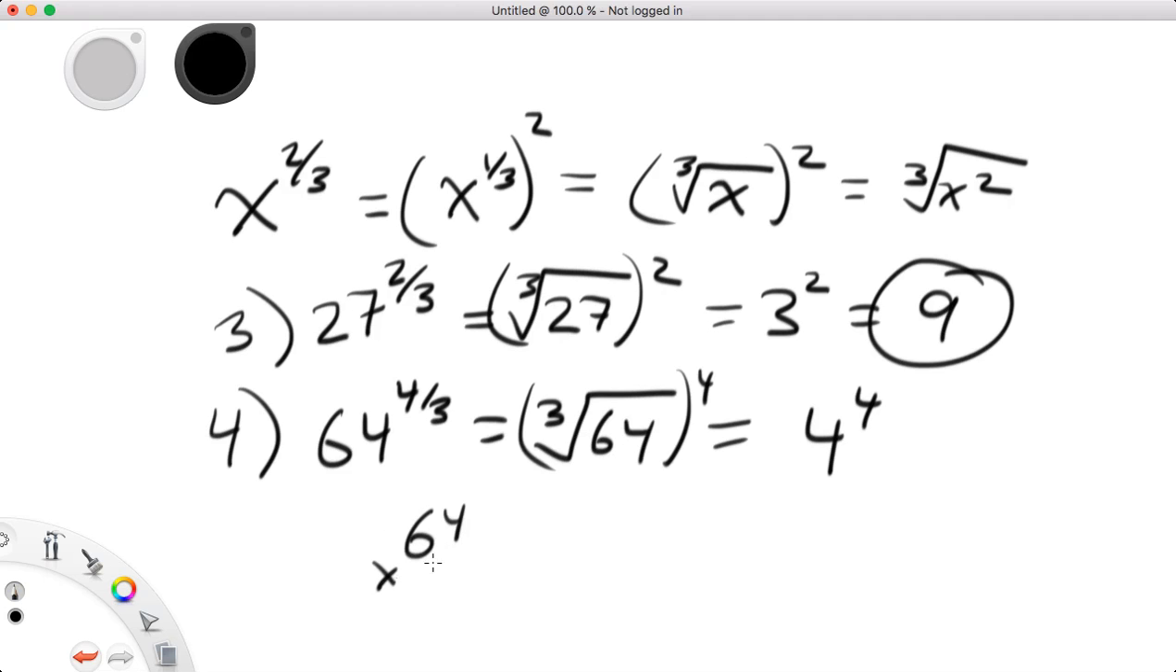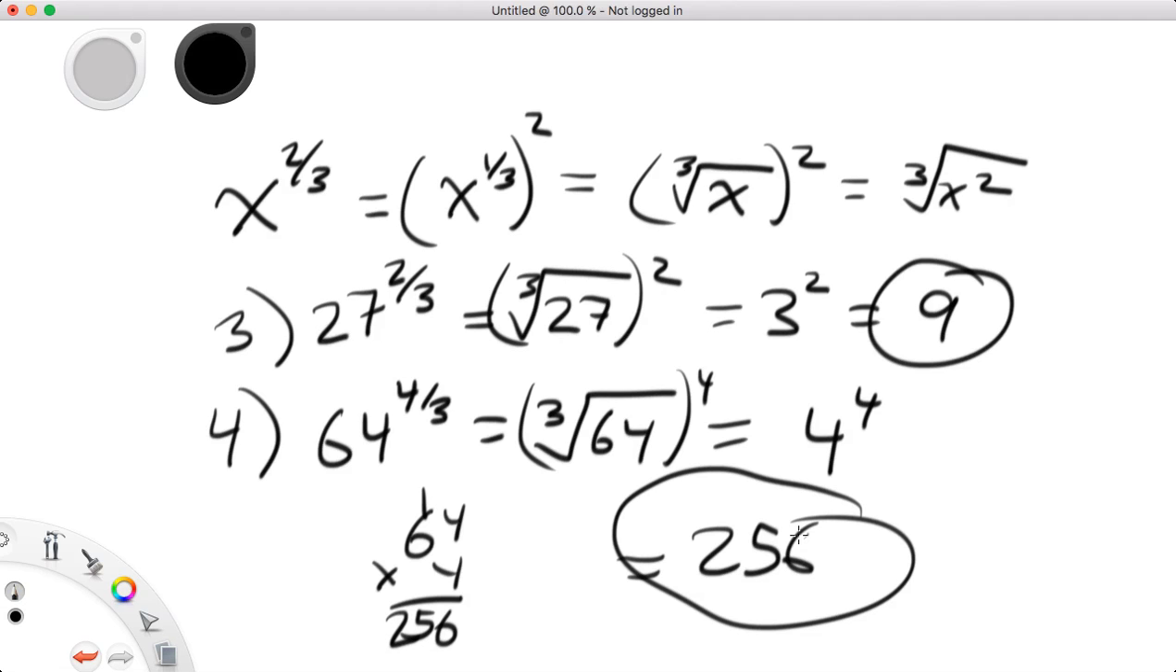Either way works. In this case, we're going to take the cube root of 27 first, because it has a cube root, and then square it. Well, the cube root of 27, 3 times 3 is 9, 9 times 3 is 27. So the cube root of 27 is 3, and I just square that. So my answer is 9 for that.